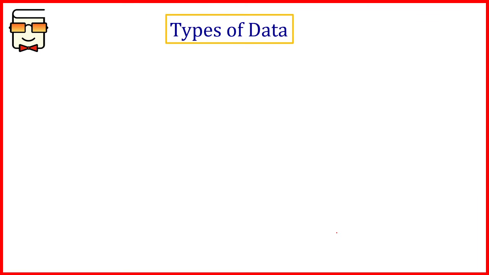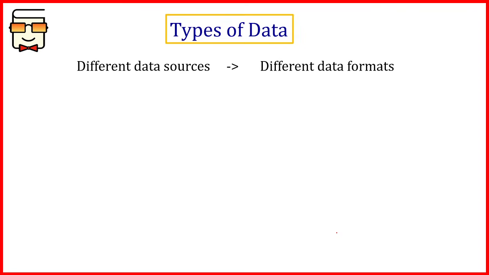Okay, now before moving to data collection, storage and processing, I would like to explain very quickly about the types of data. Since we have different sources from which the data is generated and collected, there are different formats in which the data can be present. So the two main types of data are structured data and unstructured data.